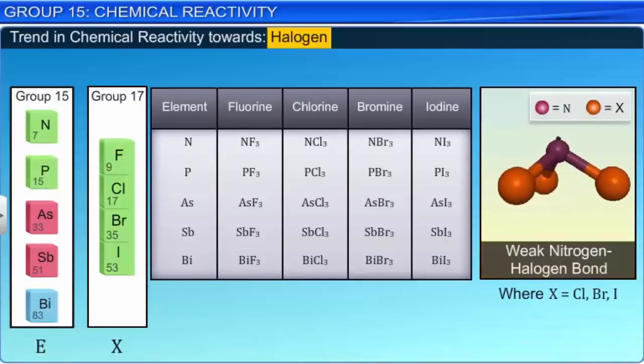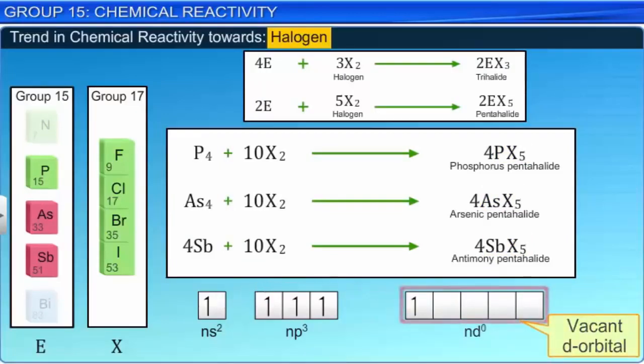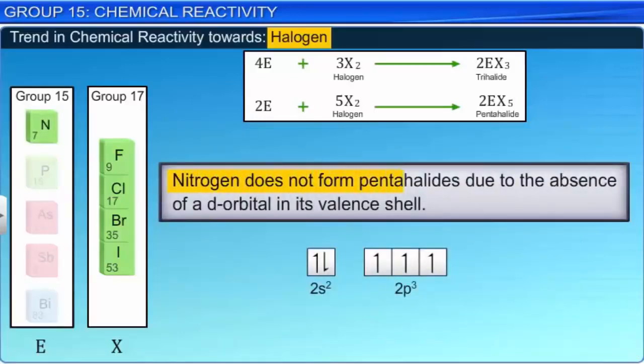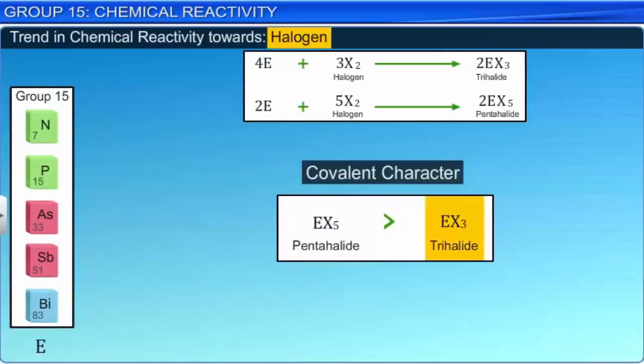Phosphorus, arsenic, and antimony form pentahalides due to the presence of vacant d orbitals in their valence shells. Nitrogen does not form pentahalides due to the absence of a d orbital in its valence shell. Pentahalides are more covalent than the corresponding trihalides. Moreover, the covalent character of halides decreases from nitrogen to bismuth.